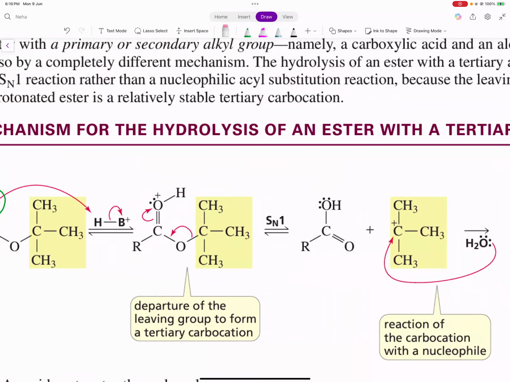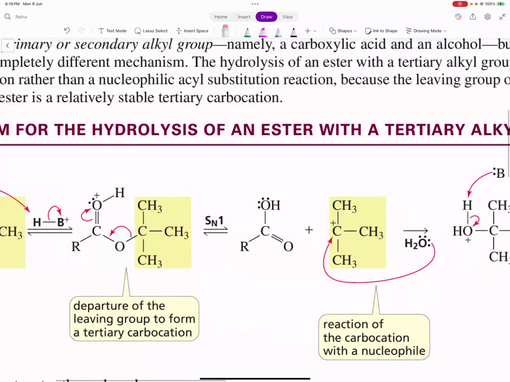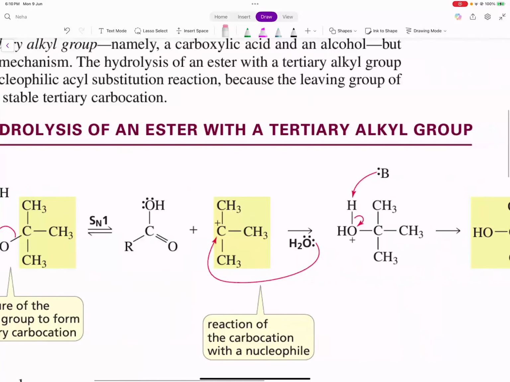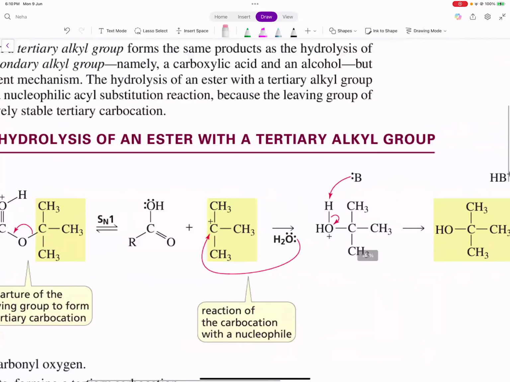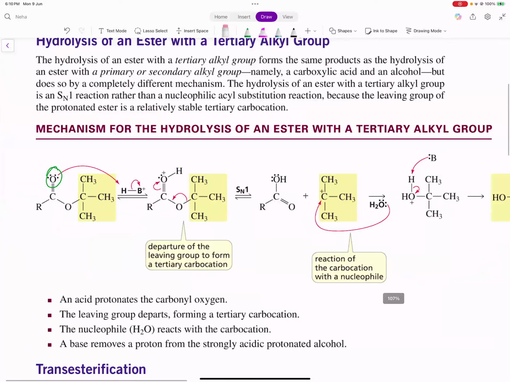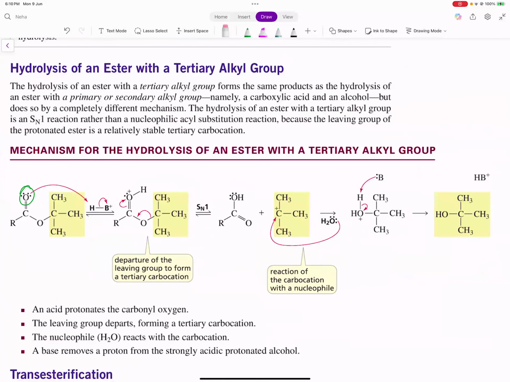And finally, H2O will attack here, and I'll also get this alcohol. Now just take a while to look at it. Clear?